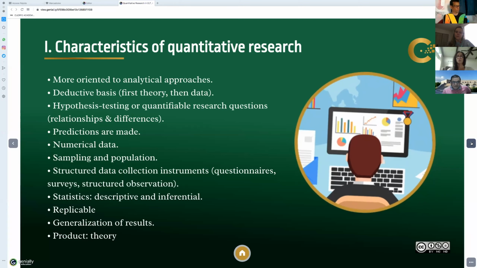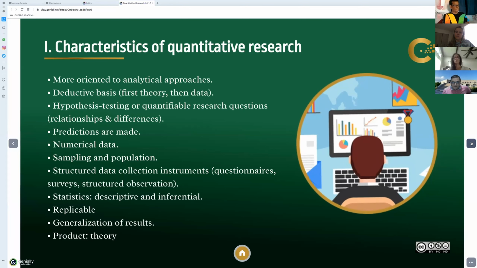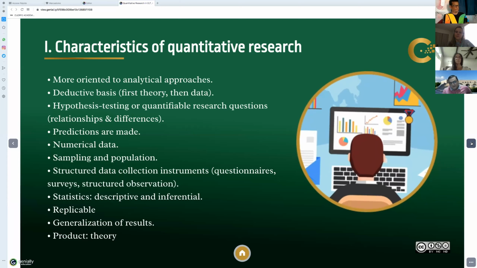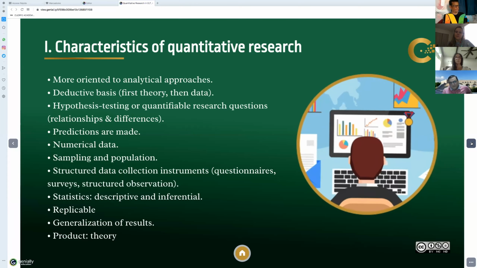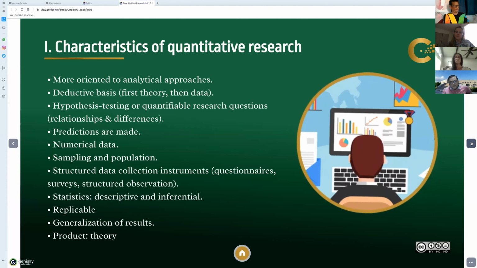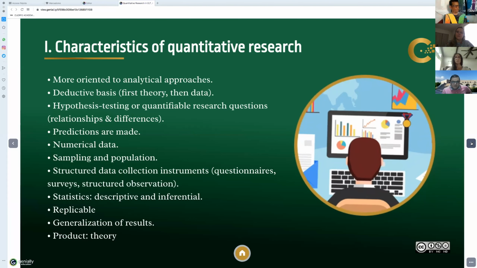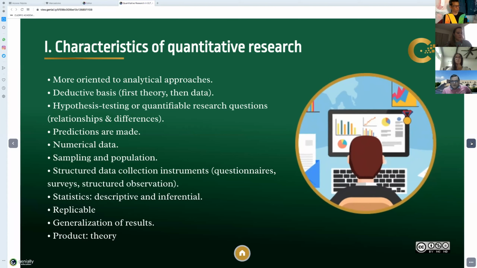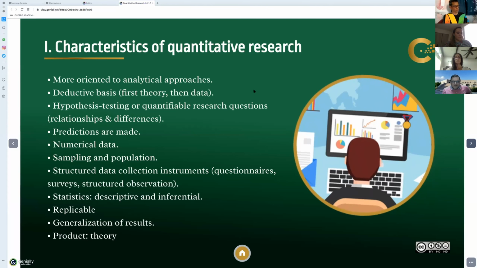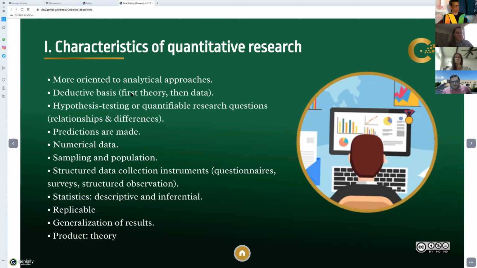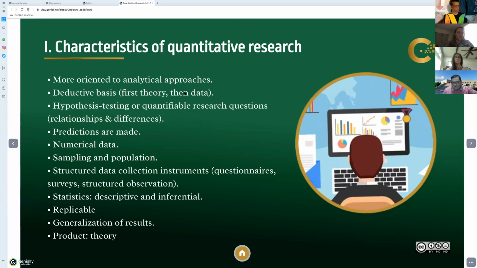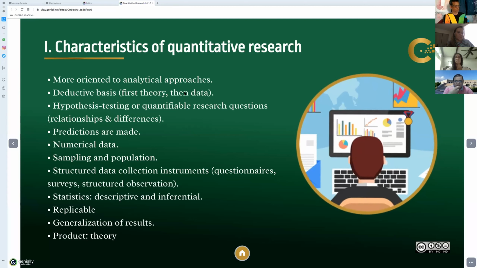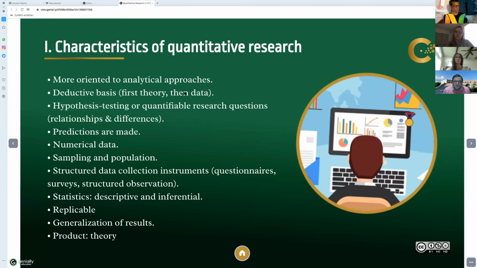And finally, the product of quantitative research as compared, not opposed, I would say, as compared with qualitative research is theory. We generate theory. We hypothesize something based on theory, of course, and we confirm that hypothesis, and we contribute to theory. That's why, coming back to this, first theory, then data. In other approaches, in other designs, first we collect the data, and then we construct the theory. Okay, let's move on.